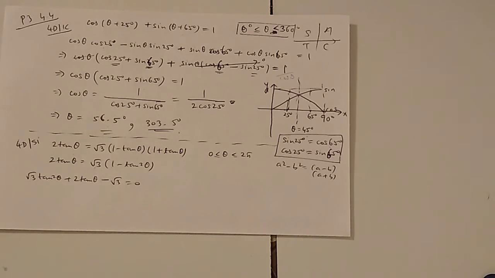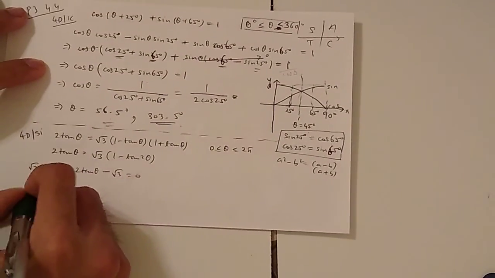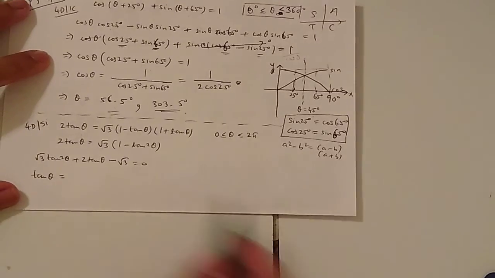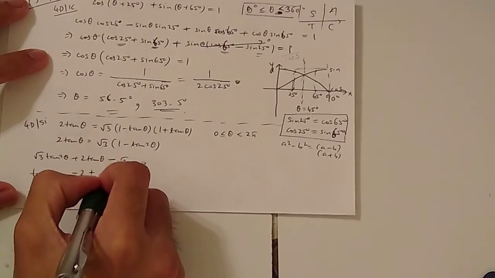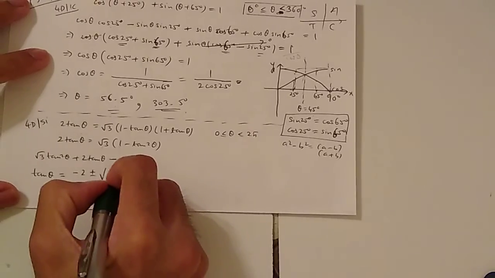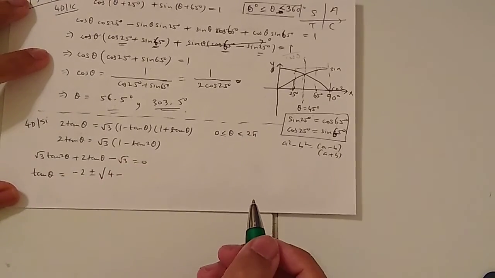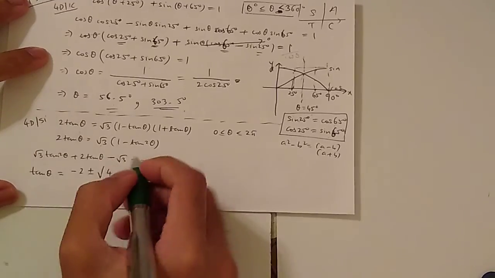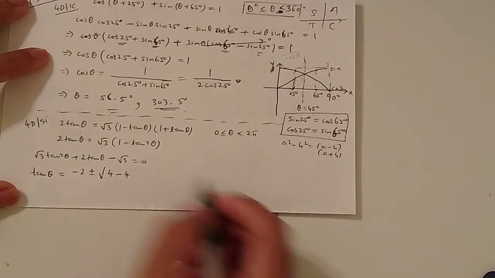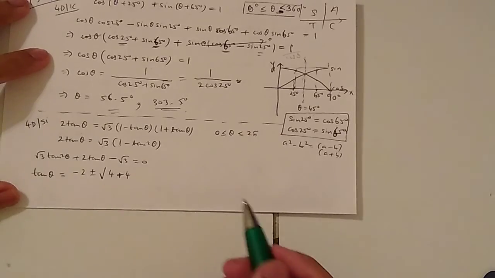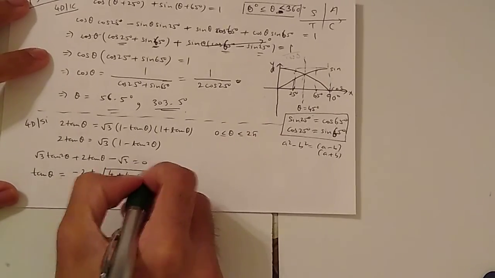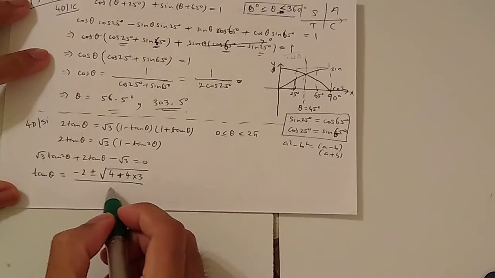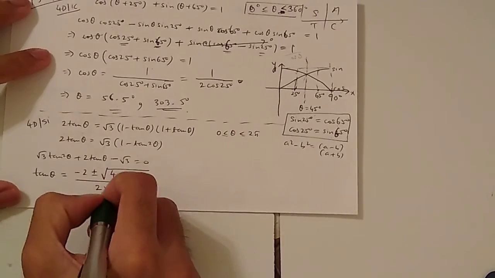Notice that this equation is a quadratic in tan theta. Okay, and let's use the quadratic formula to find the values for tan theta. So tan theta is going to be equal to minus b, which is minus 2, plus minus root of b square, which is 4, minus 4ac, minus 4, a is root 3, c is minus root 3. So since we have minus root 3, I'll change the sign over here. So 4 times 3, divided by 2 times a, that is 2 root 3.